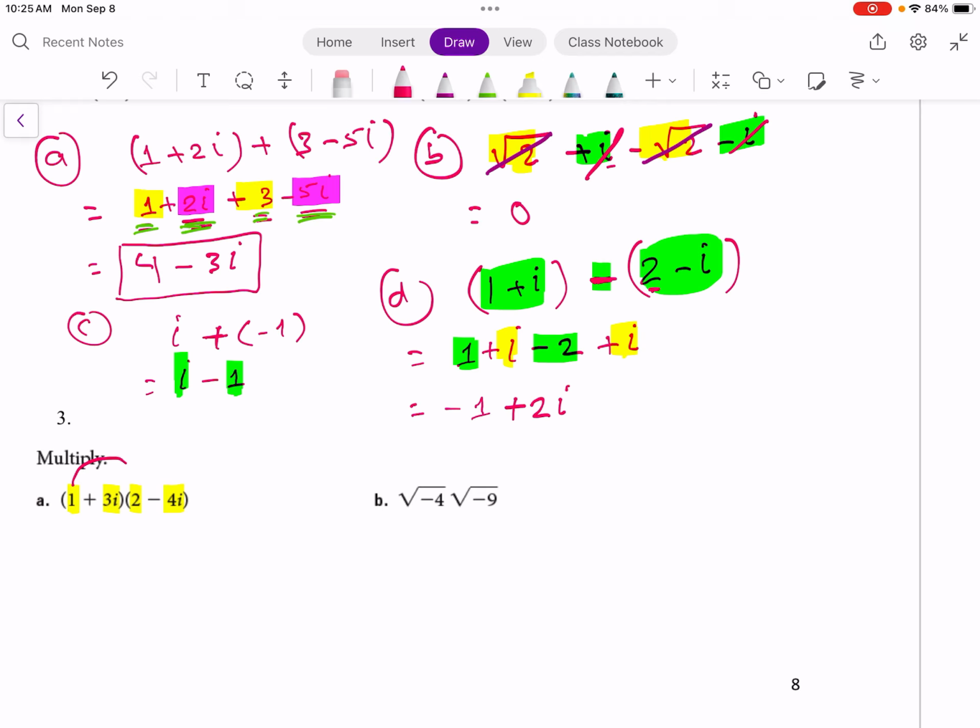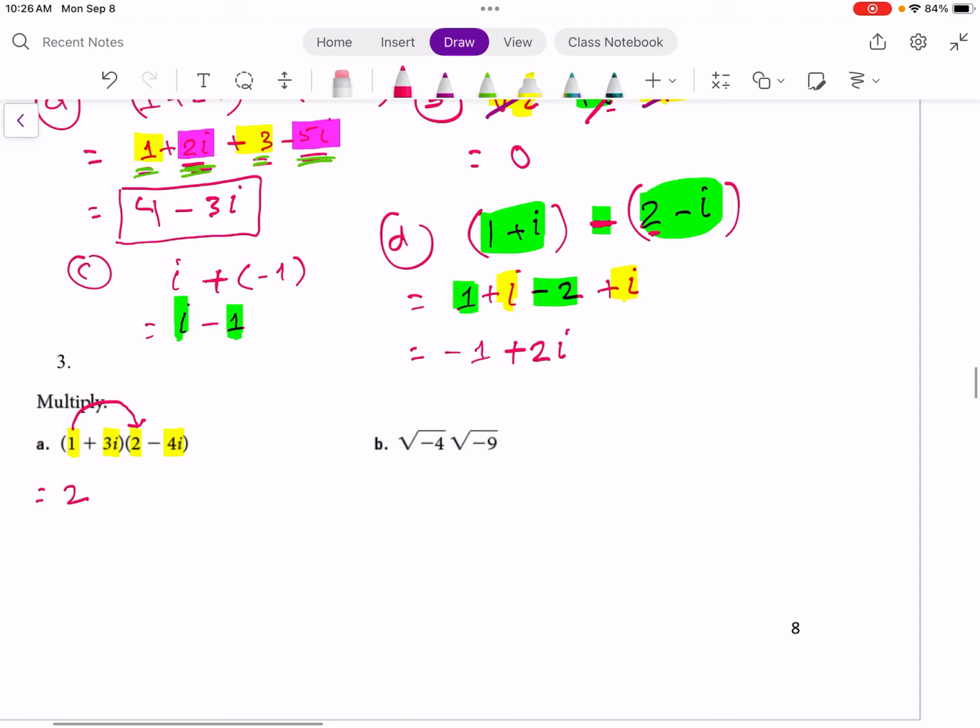So you multiply the first terms, 1 times 2, that is 2. Now let's multiply the outside terms, 1 times negative 4i, which is negative 4i. You can take this i as an x, as a variable here. Next, let's multiply the inside terms, 3i times positive 2, which is 6i. You multiply the numbers and i remains as it is.